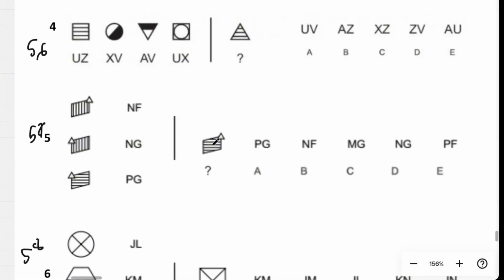Question number 56. U and U are common, which looks like a square. Therefore, we do not need a U in our answer. So you can cross these out. Maybe elimination is easiest for these ones. We don't need these U's. And then X and X, there's a circle involved. We also have no X's, so we can cross out this one. And then what are we left with? We're left with V and V, which means a half shading. So I assume that Z is the horizontal stripes, and then the A is going to be that triangle shape, which means we get B.